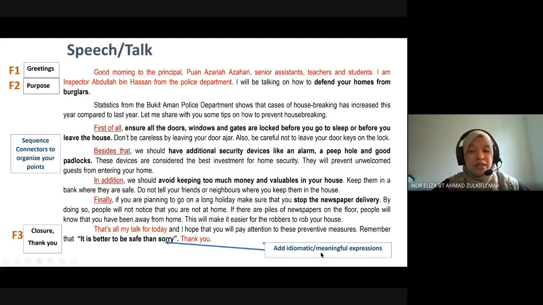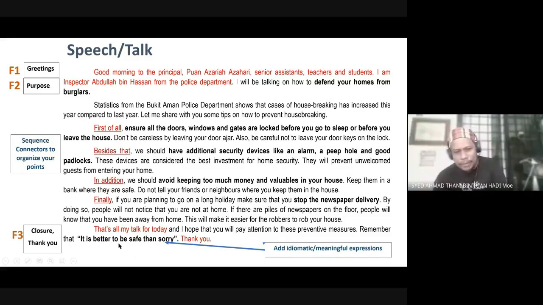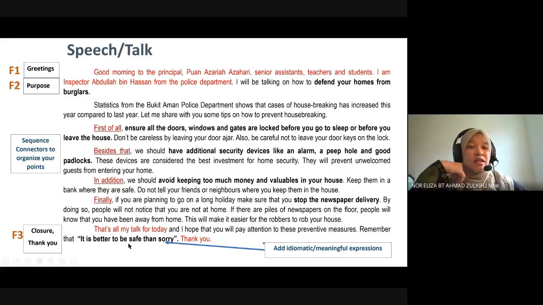And here, another idiomatic or meaningful expression. Thank you is compulsory, right? Yes, of course. Thank you is compulsory. Yes, that's very right. You must say a thank you, be it a speech or a talk.